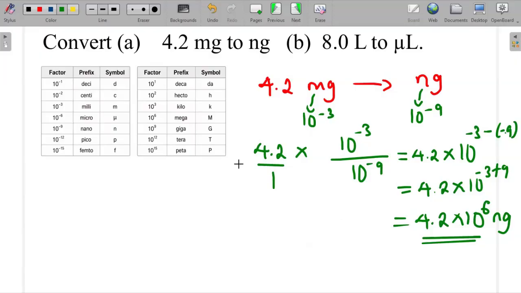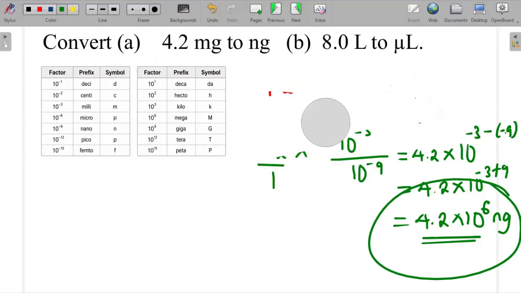Okay, any questions there, guys? Okay, so this is the answer on part A. Part B, let's do the same.